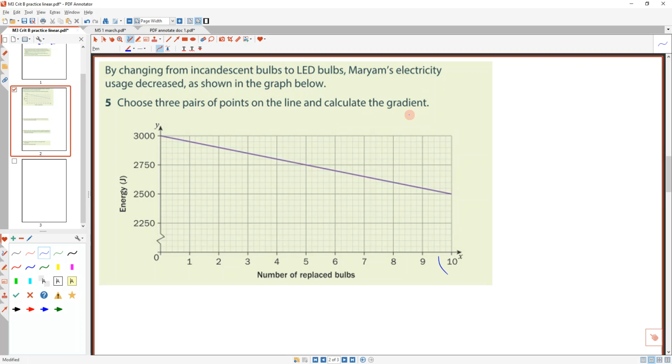So when we're talking about gradient, this is the first step. This question actually refers to gradient. What is gradient? Thinking about what we were doing yesterday. Yeah, it is the slope, okay? Or it measures the steepness of a line, okay, of a straight line.